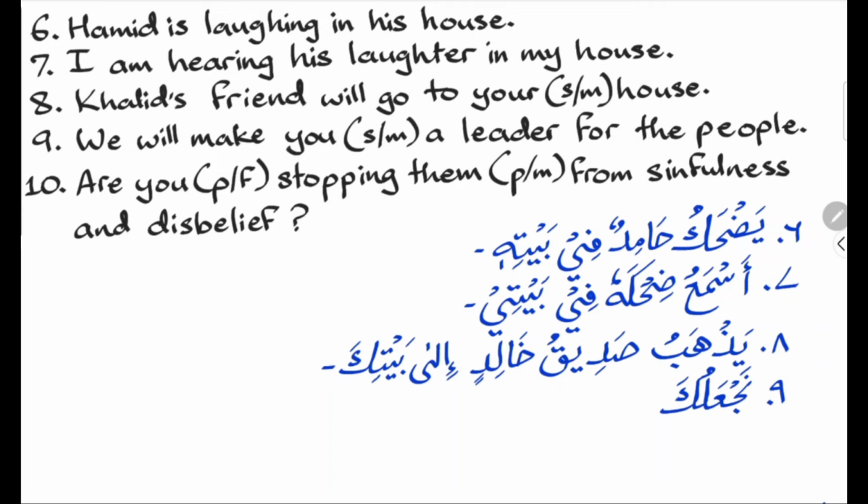Naj'aluka, a leader. Leader in Arabic is imam, and since it's the maf'ul, it is going to get 2 fathas at the end. Naj'aluka imaman, for the people. For is li, the people is an-nas. Connect li to an-nas and you get lin-nas. Naj'aluka imaman lin-nasi.